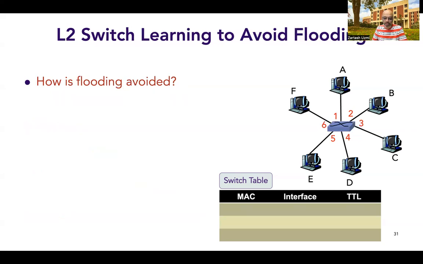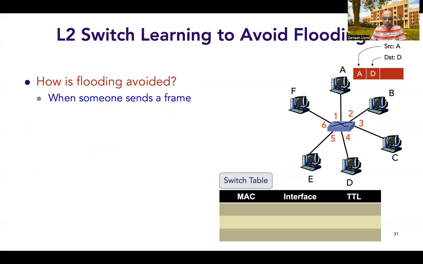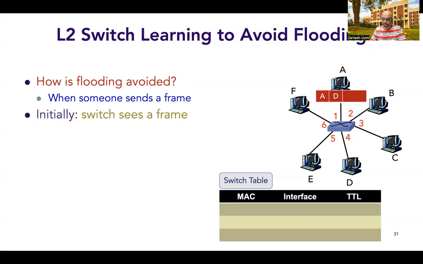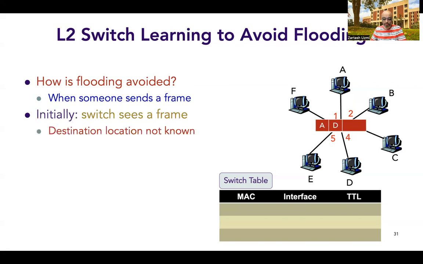It will have to broadcast. Okay, so let's take a look at this example as well. How is flooding avoided? When someone sends a frame, let's say A is trying to send a frame to D, and initially the switch will see the frame. There is no entry in the switch table, and once the switch sees this frame, the destination location is not known. The destination is D, and it doesn't know where D is.